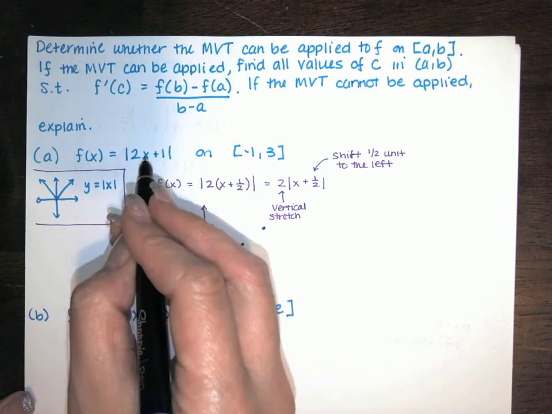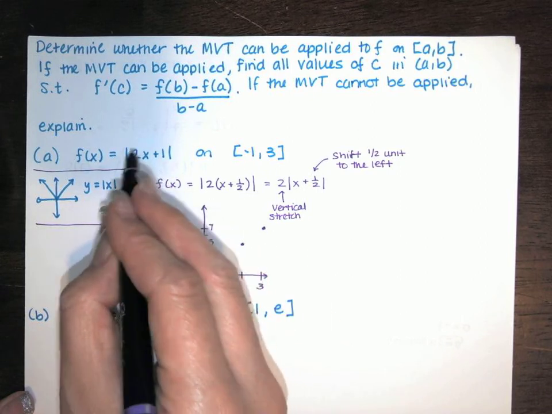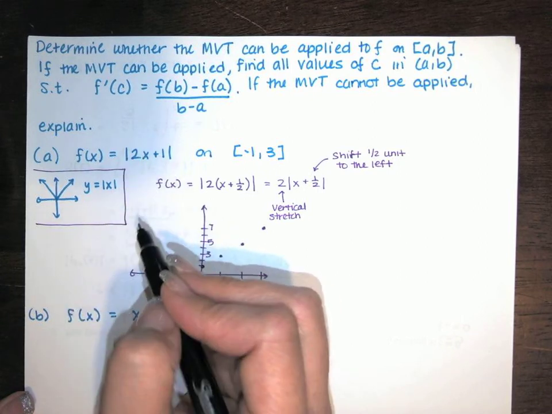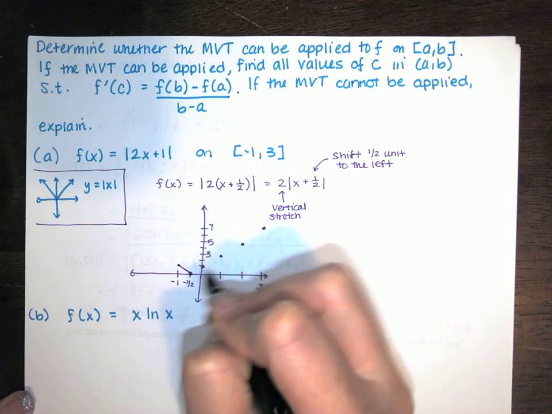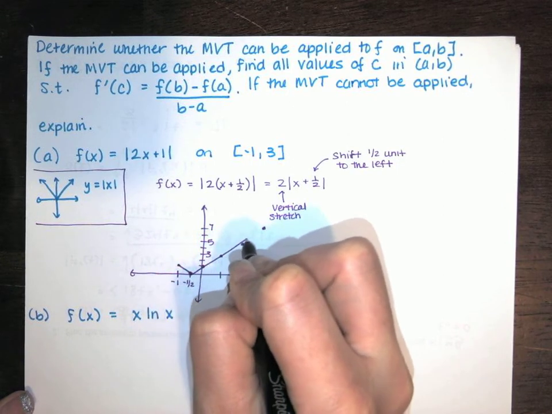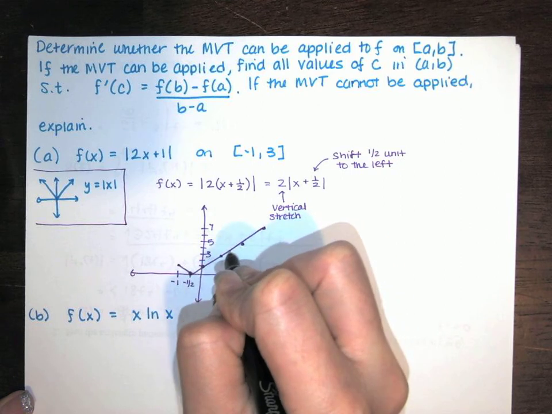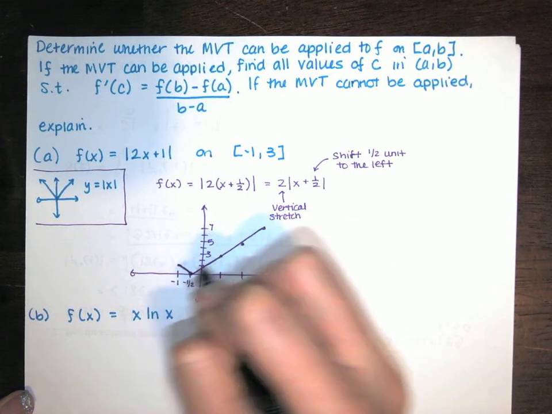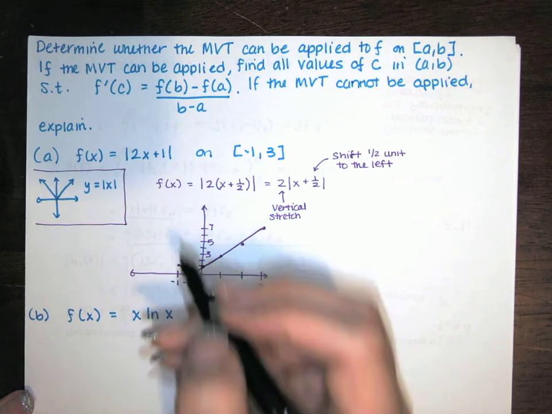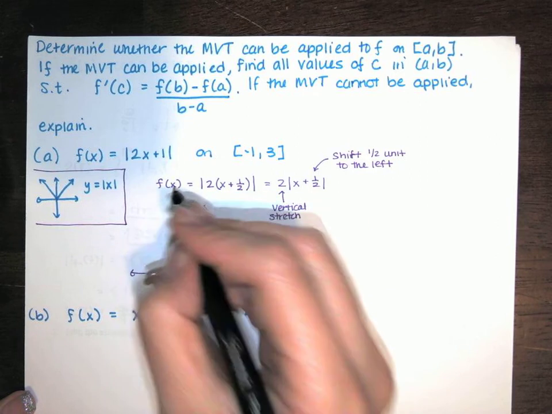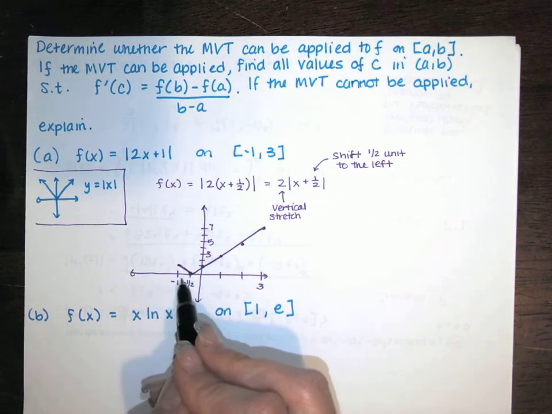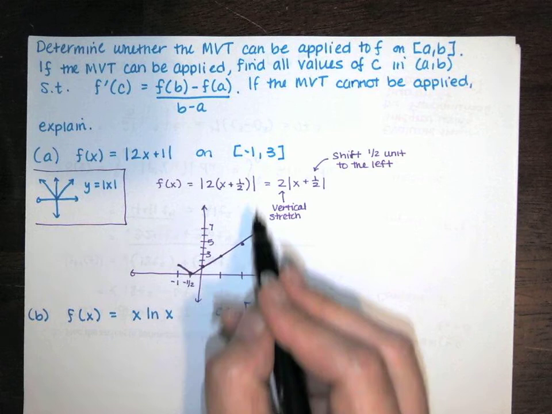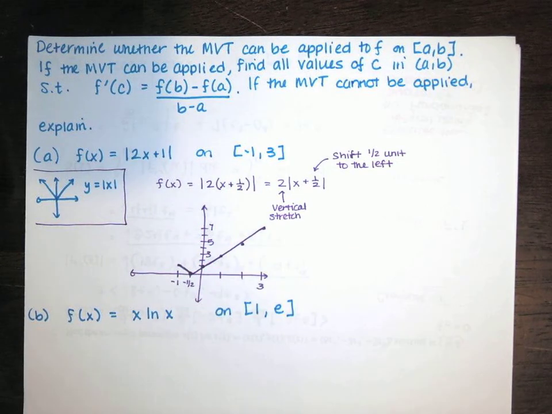When x equals -1, 2 times -1 is -2. -2 plus 1 is -1. The absolute value of -1 is 1. So we just get this part of that V shape, and it's not a perfect graph, but you get the idea, because I want the part of y equals 2 times the absolute value of x plus 1/2 on the interval from -1 to 3, because that's what they told us.